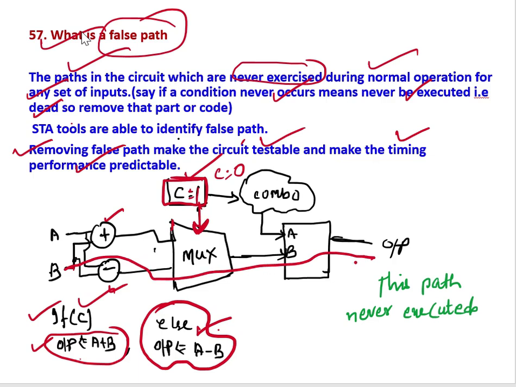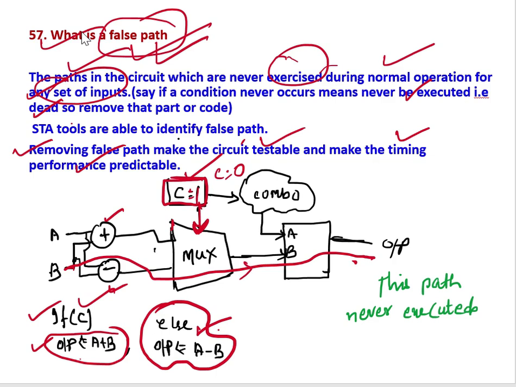So this path is called false path. The path in the circuit which never gets executed during normal operation for any set of inputs is called a false path. So in this circuit, this is my false path, because this condition, that is C equal to 0 and A minus B, this path never gets executed. This is called false path.